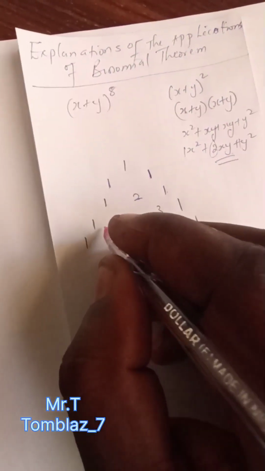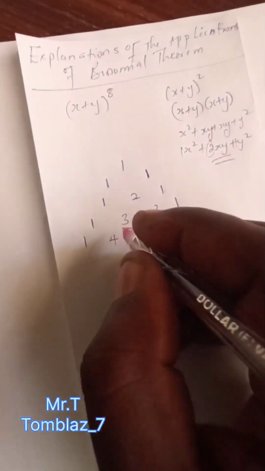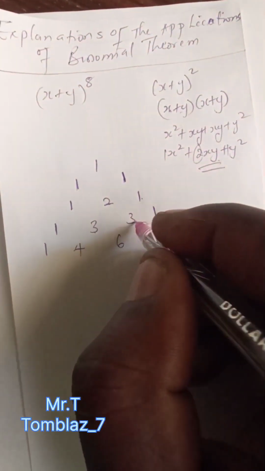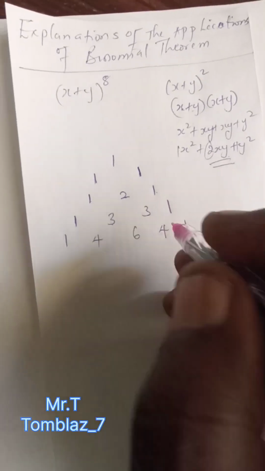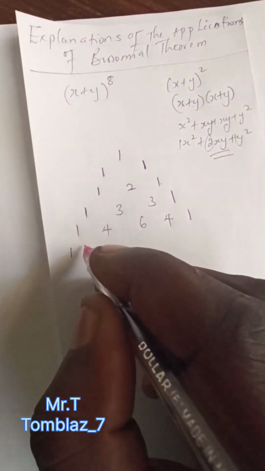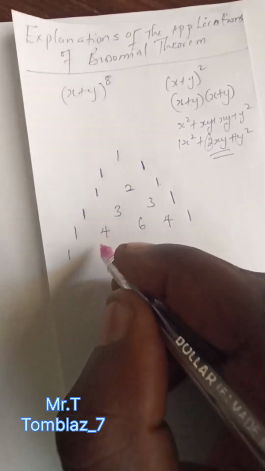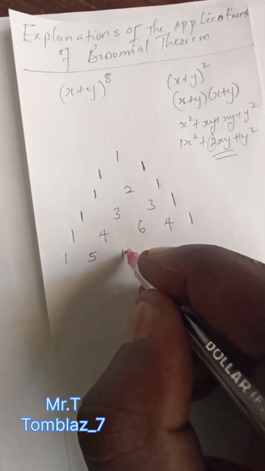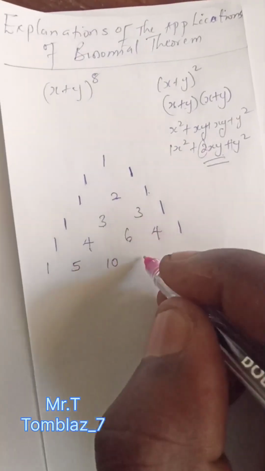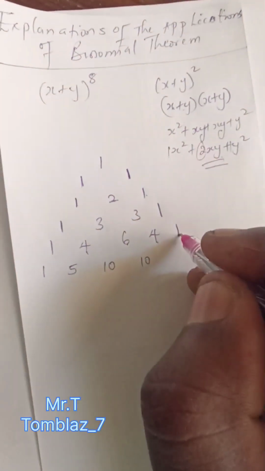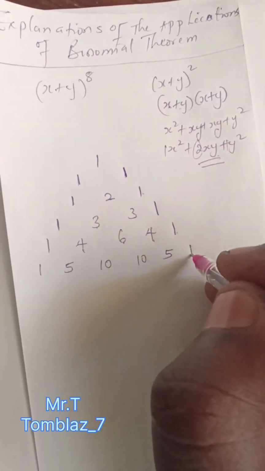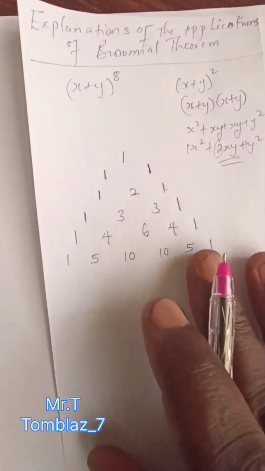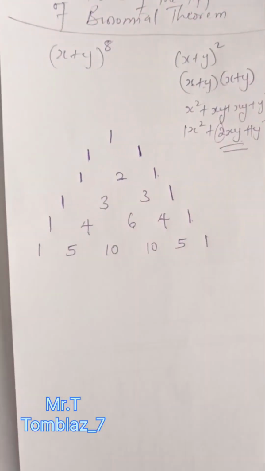So 1 plus 3 will give you 4, 3 plus 3 will give you 6, 3 plus 1 will give you 4. Then you can also have another again, 1 plus 4 will give you 5, 4 plus 6 will give you 10, 6 plus 4 will give you 10, 4 plus 1 will give you 5, and then you have 1 here. So this triangle can go on and on even to the 10th position.